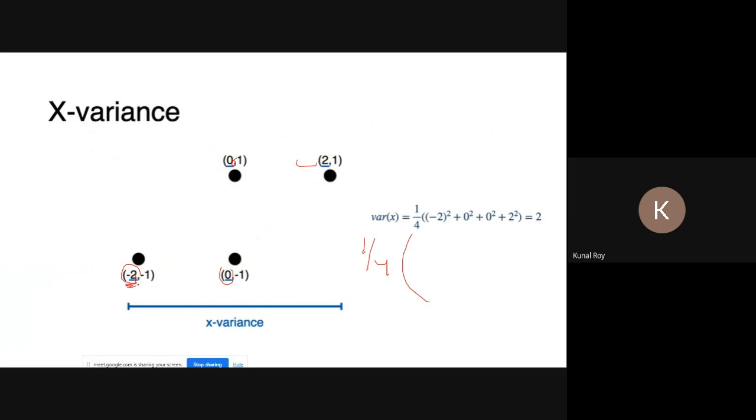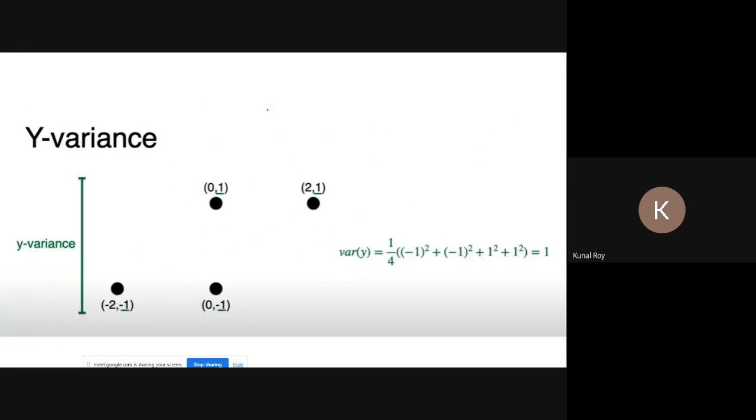So first is -2, that is -2 whole square, plus 0 whole square, plus 2 whole square, plus 0 whole square. So the x variance is coming out to be 2. So 2 can be an x variance. This is the formula for x variance, the simple thing.